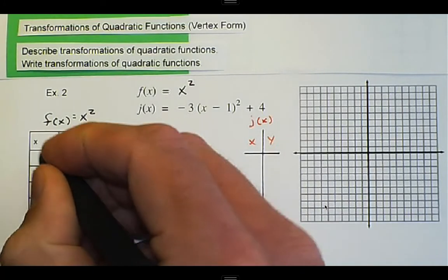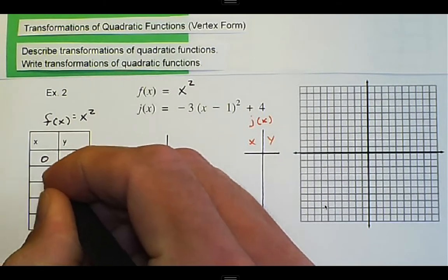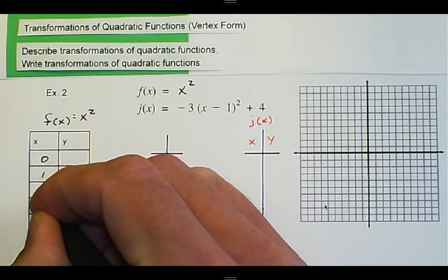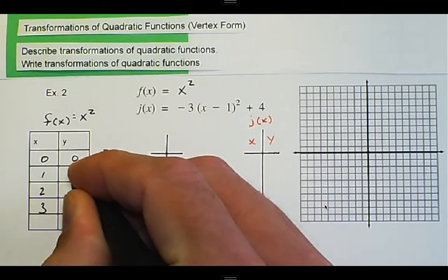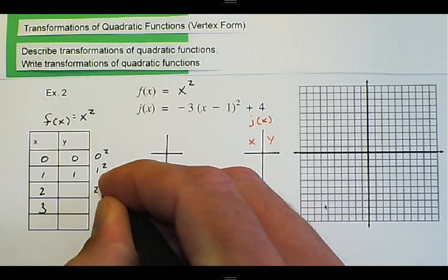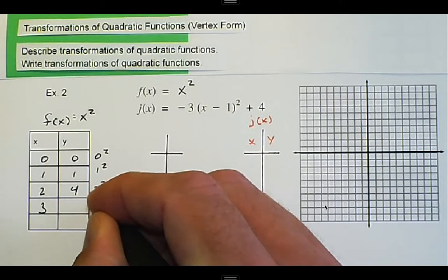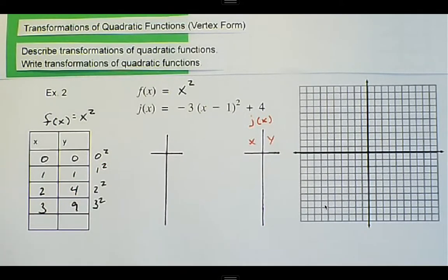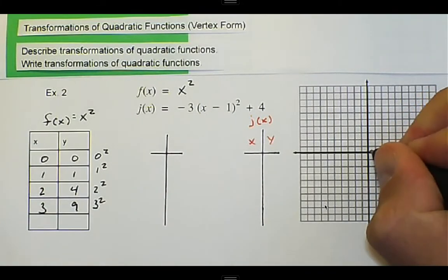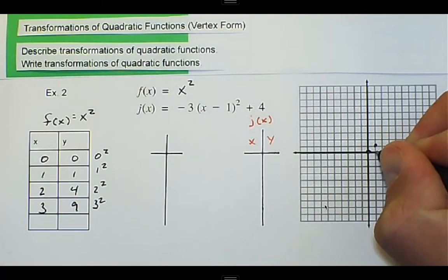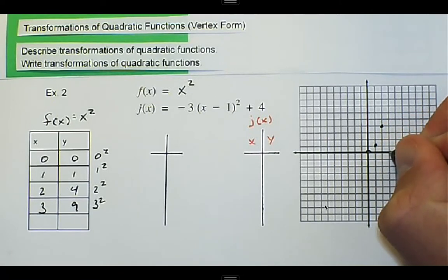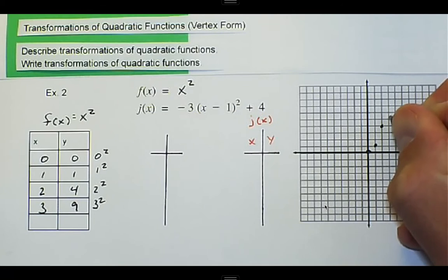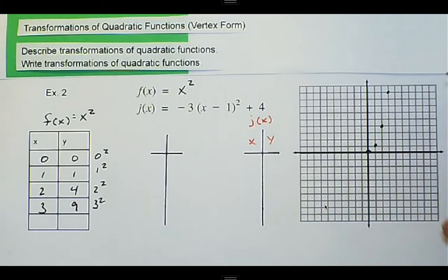So for the parent function, we want to start with some values that we can pick: 0, 1, 2, and 3. Those are always good. 0 squared is 0. 1 squared is 1. 2 squared is 4. And 3 squared is 9. So we can graph those points. We have (0, 0), (1, 1), (2, 4), and (3, 9).